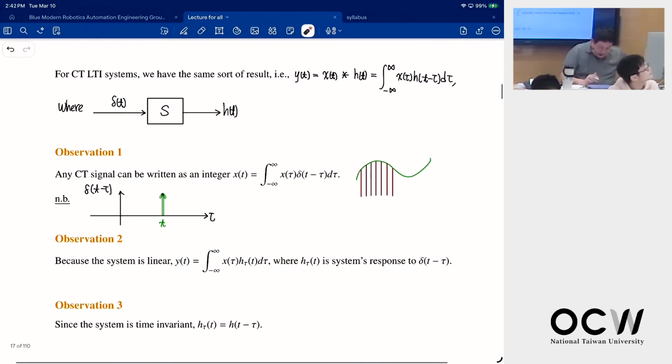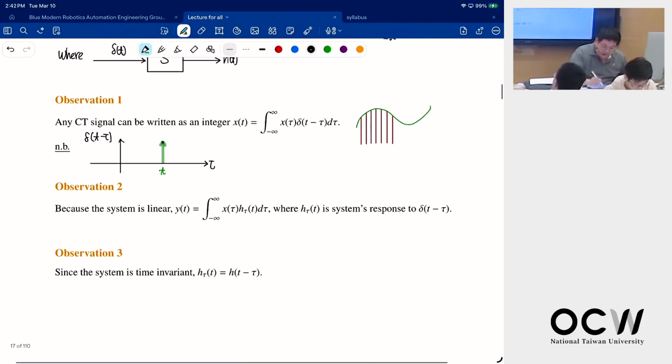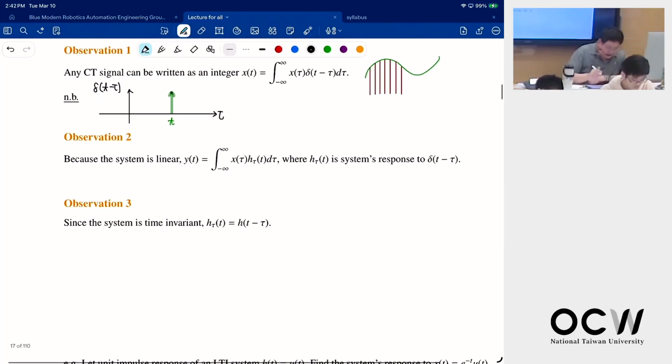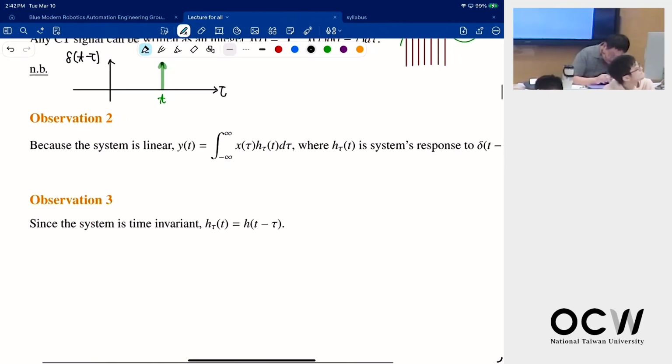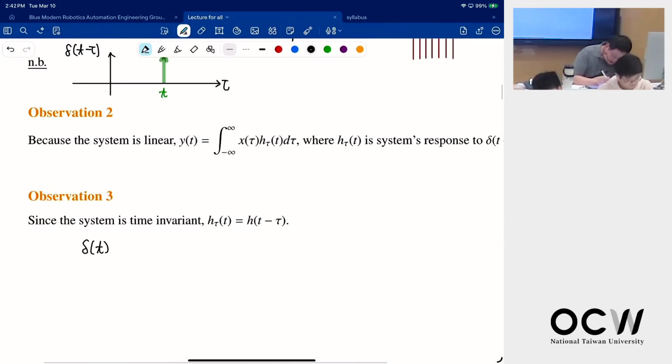And then the system is time invariant. What does time invariant mean? That means, what is h tau of t? That means I shift by tau, which means if I have a signal, say an impulse, this impulse is sent to the system.